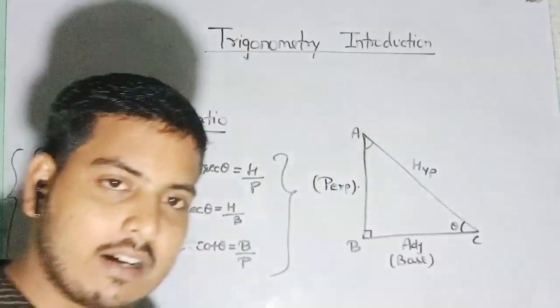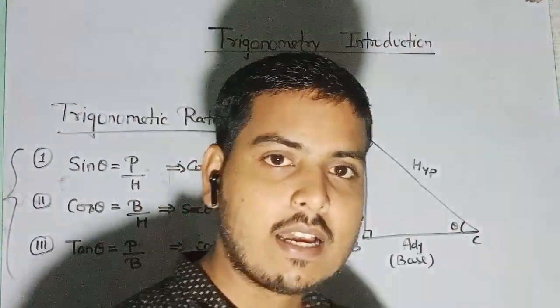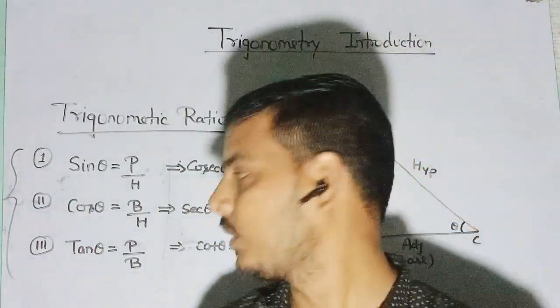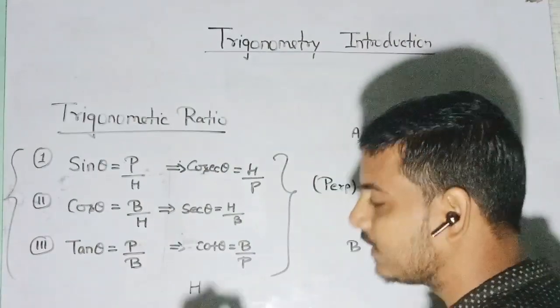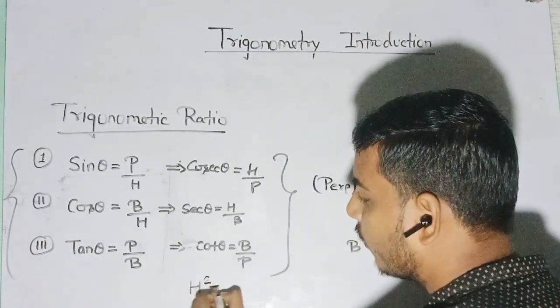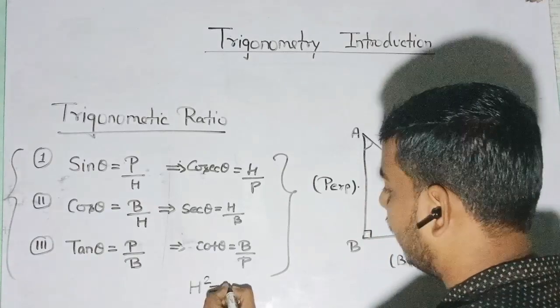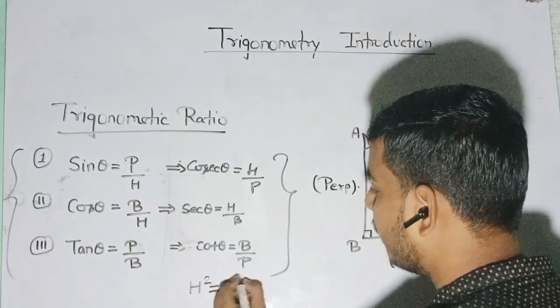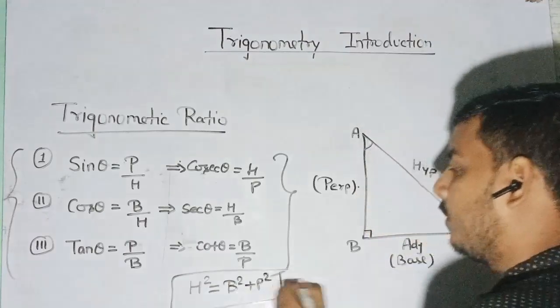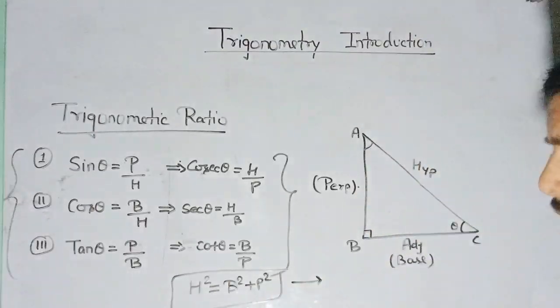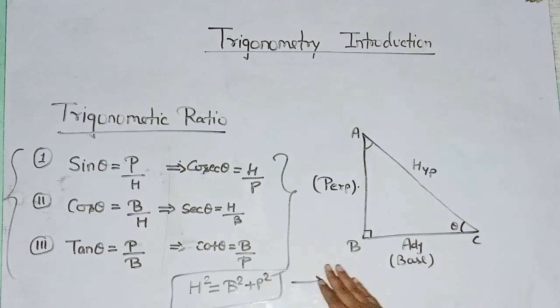Now we studied earlier what is Pythagoras theorem. The Pythagoras theorem states that hypotenuse square is equal to perpendicular square plus base square. Okay, this is the Pythagoras theorem. There is some use of this result.